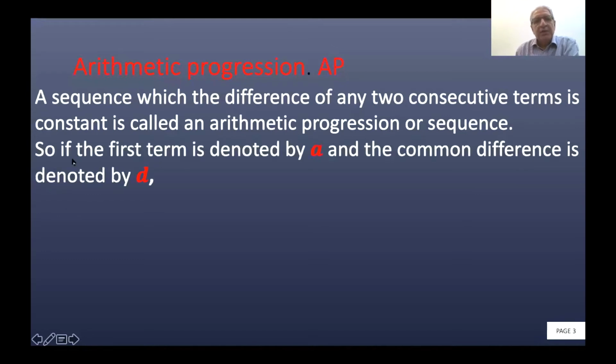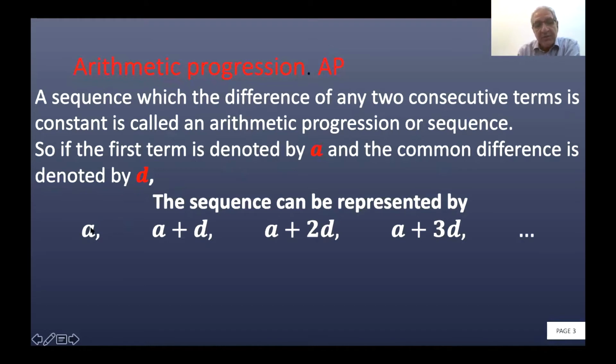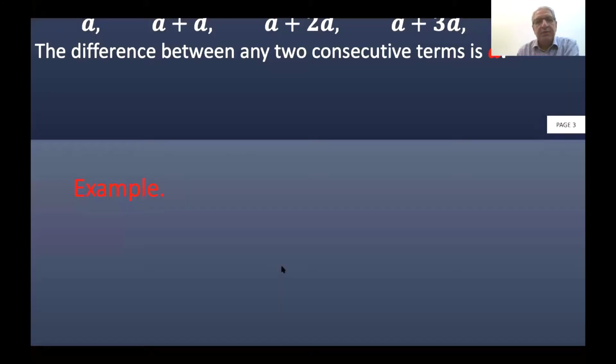If the first term is denoted by A and the common difference is denoted by D, then the sequence can be represented as follows: the first one is A, the second one is D units more than A, which is A plus D, the third one will be A plus 2D, and A plus 3D, and it goes on like that. Therefore, each consecutive term differs by D, the common difference. The difference between any two consecutive terms is D. Now, let us give some examples.